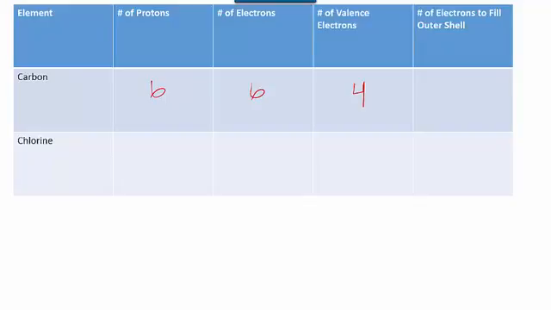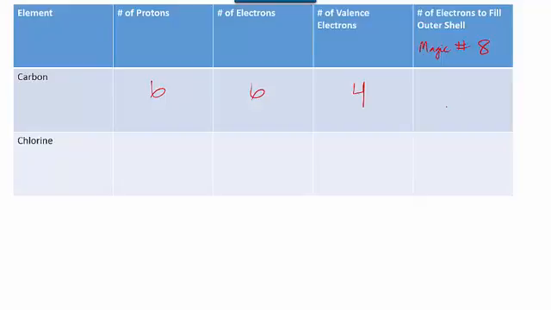Now, as far as this last column, this is different if you've already watched the ionic video. This one is asking you for the number of electrons to fill the outer shell. So our magic number is 8. I'll put that on here. Magic number is 8. You want the number of valence electrons that the element already has and the number that you're writing here to equal 8, except for hydrogen. Hydrogen is the only exception.